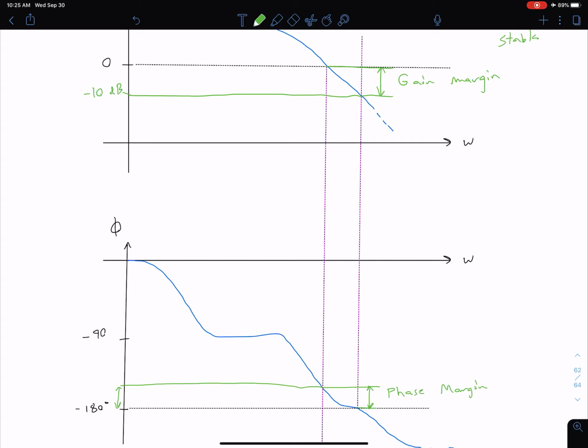So what we're going to do in the next video is come back and look at an example of how we can design for a particular phase margin. And then in subsequent videos, we're actually going to look at how we can compensate the system to get a particular degree of stability.